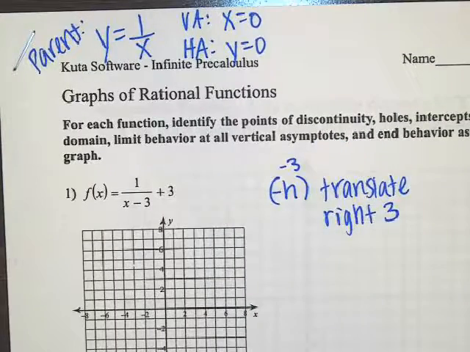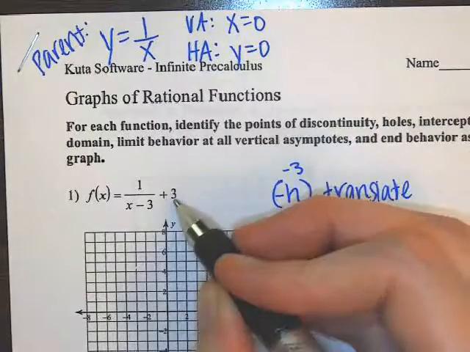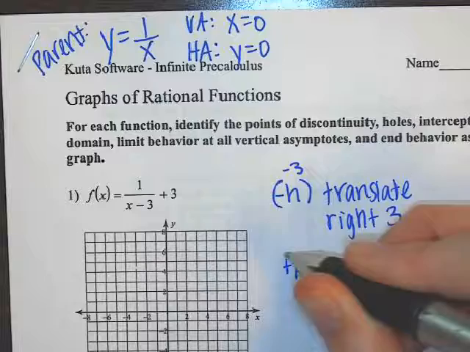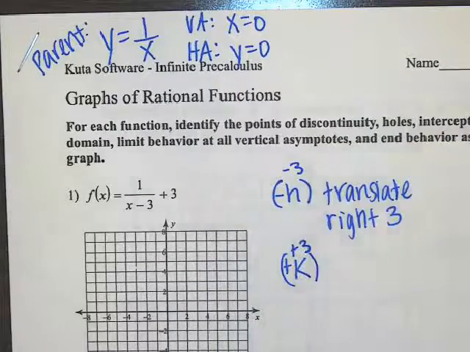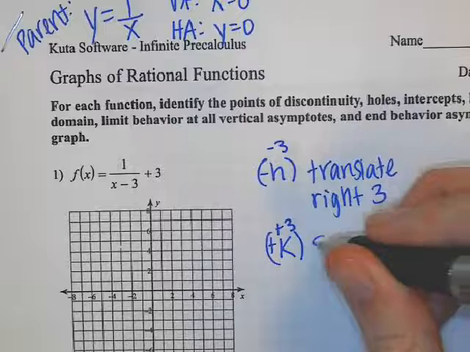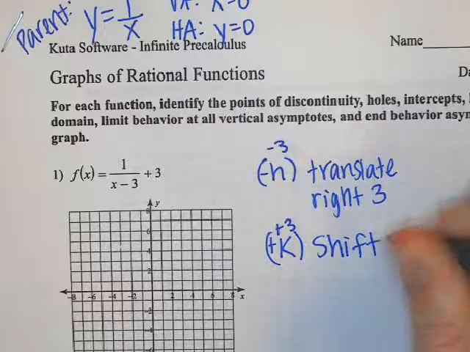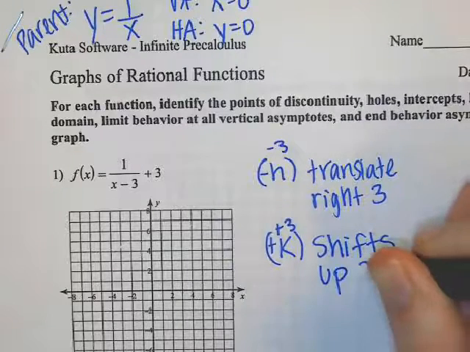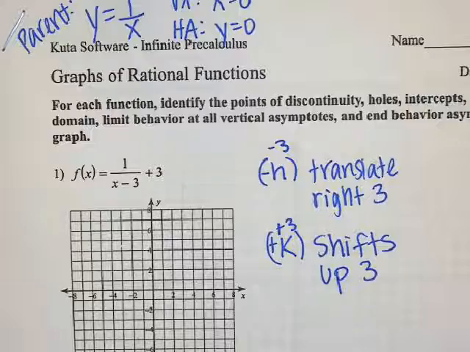Okay, then we have a K value. Our K value is on the outside. So if we're adding K, which is the +3, what did that do to the graph? Shifts up 3. Okay, those are the only 2 transformations.